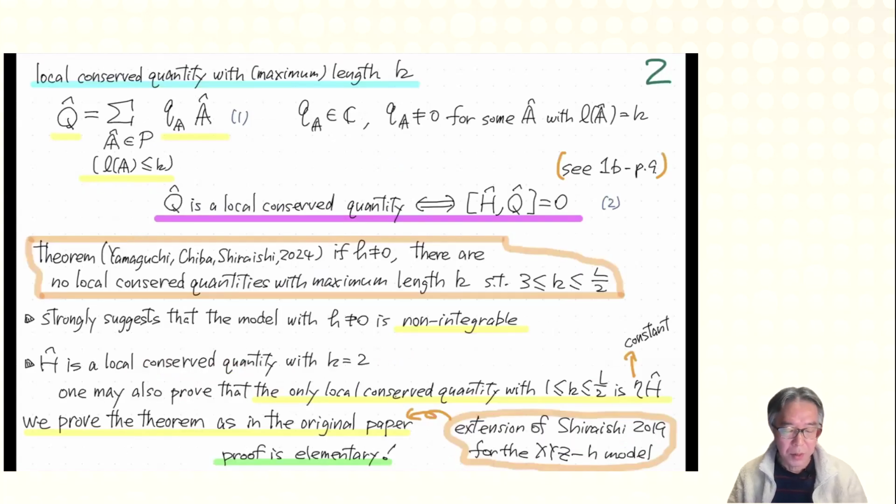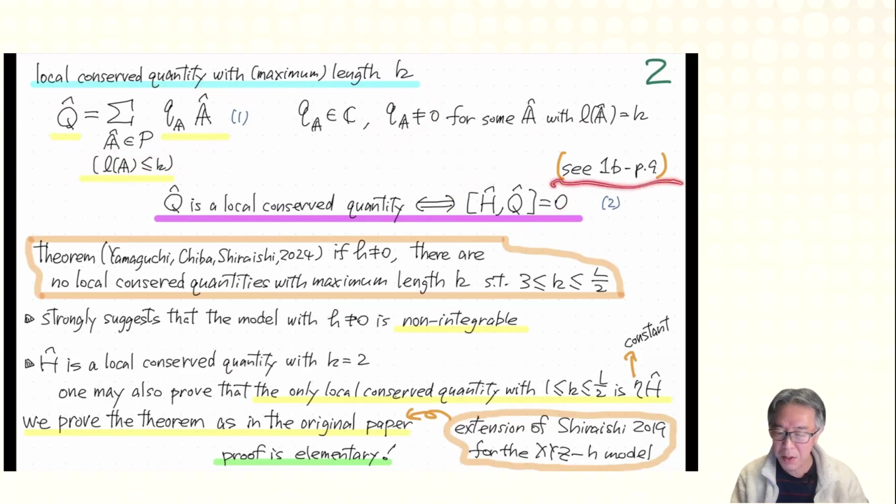By a candidate of a local conserved quantity with maximum length K, I mean this kind of operator. This is simply a linear combination of products with arbitrary complex coefficients. Without this restriction, you can express anything, as I said. But here we are restricting the length of products to be less than or equal to some number K. So this K is the maximum length. For this to be meaningful, we assume that the coefficient is non-zero for at least one A with length K. And we say that Q is a local conserved quantity if and only if it commutes with H.